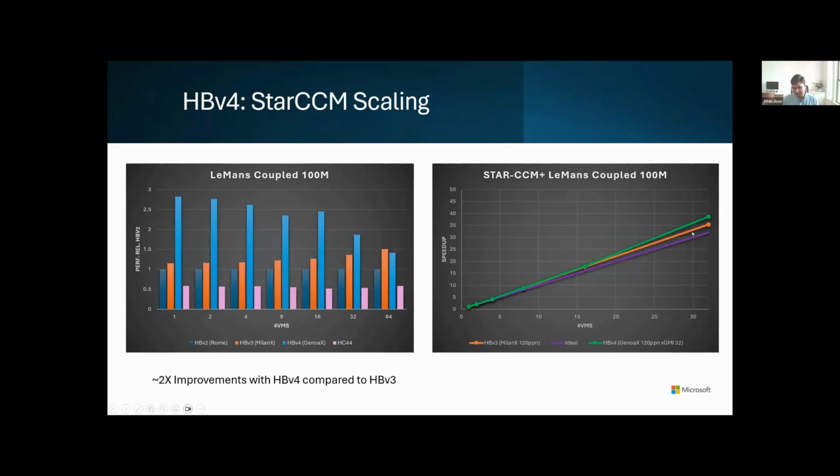And this is again a slightly different view. Here we are changing the total number of VMs and comparing it with the ideal speedup versus the actual speedup. HBv3 is this orange line, and HBv4 with the Genoa-X, you can see even better scaling efficiency.